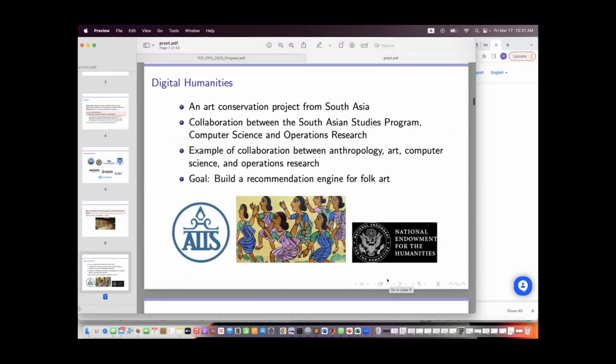So why bother about this? Well, it is a very interesting project because we are trying to do an art conservation project from South Asia, in particular from India. It's really a collaboration between the South Asian Studies Program, Computer Science, and Operations Research. So it's very multidisciplinary work and involves collaboration of my colleagues from the Department of Anthropology, Art, Computer Science, and Operations Research. The goal is to build a recommendation engine for folk art.